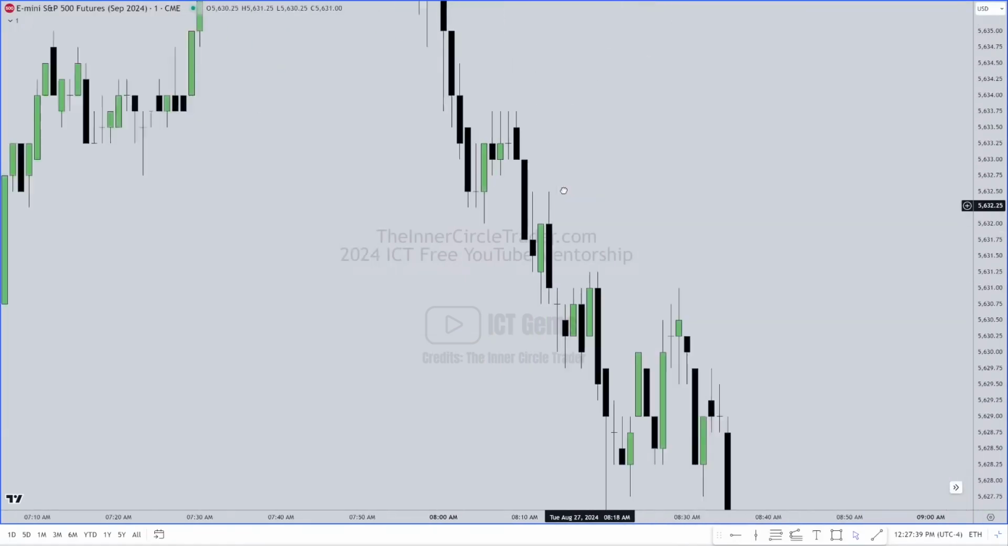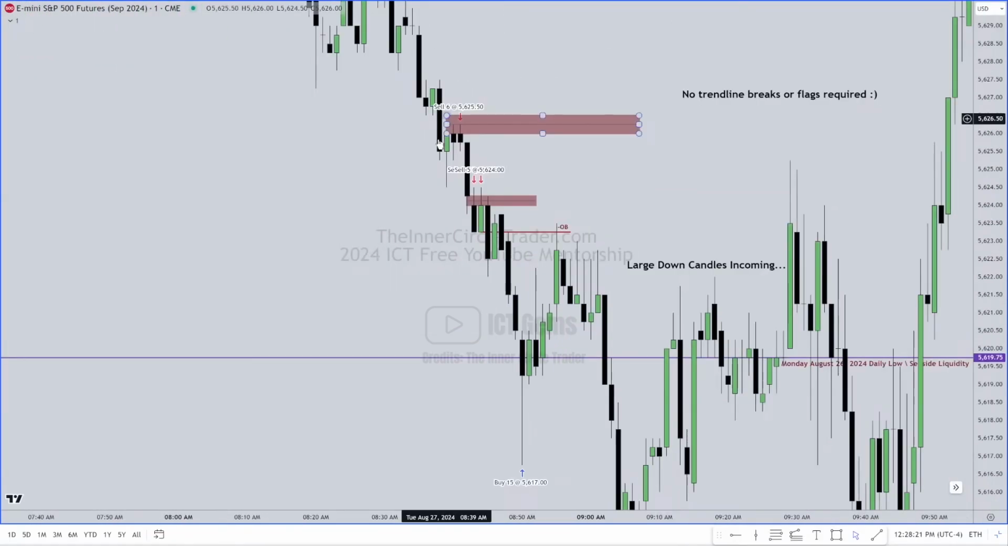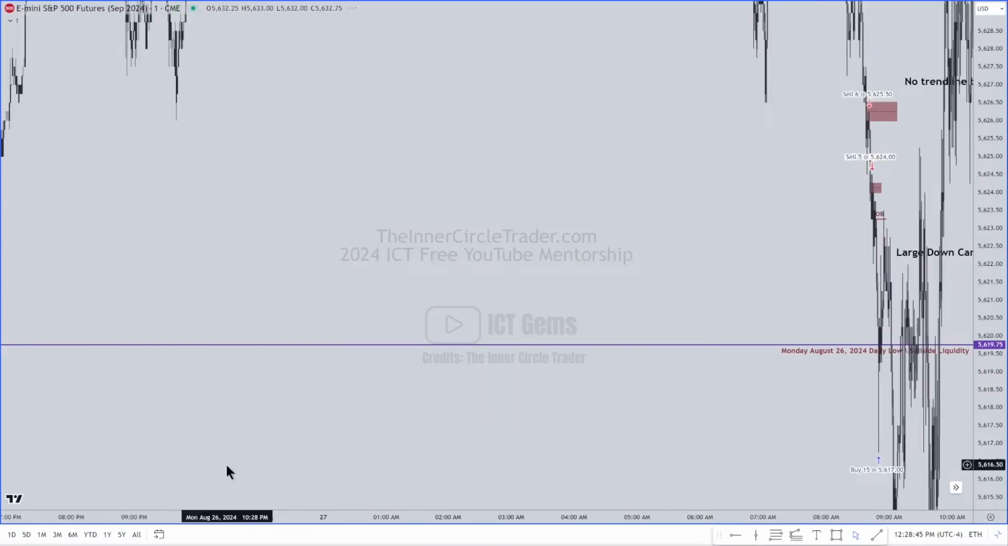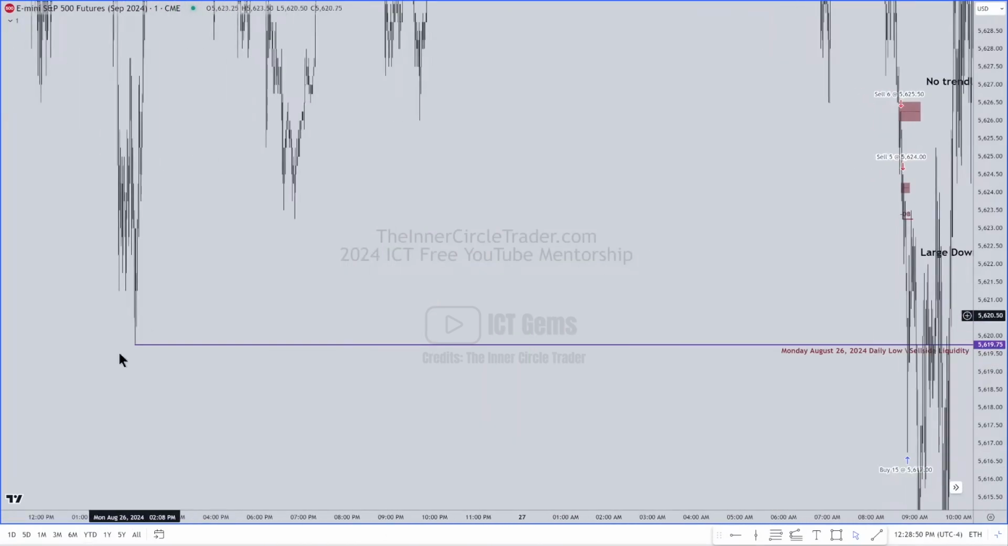ES. I haven't been messing with the ES for a while. As the market was dropping down, this was Monday, August 26, 2024, it's daily low. And below that low is sell side. That means there's sell orders. So if we look at it like this, here is Monday, that's the low.